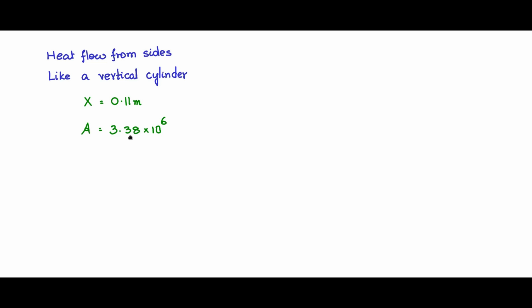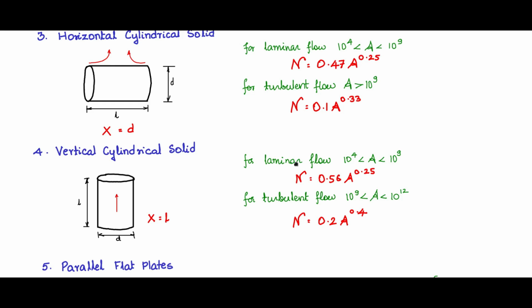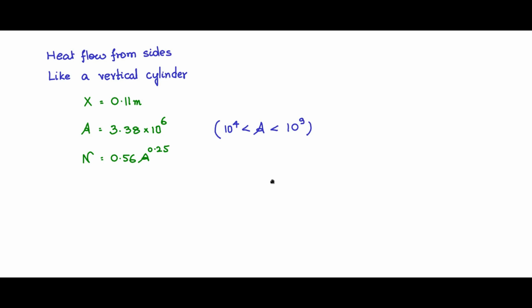Substituting, you have this value. So this value is between 10 to the power of 4 and 10 to the power of 9. So we will use the Nusselt number equation which is appropriate for laminar flow. Recall that for the vertical cylinder laminar flow, when the Rayleigh number is between 10 to the power of 4 and 10 to the power of 9, we use the Nusselt number relationship, which is given by 0.56 Rayleigh number to the power of 0.25. So that is what we will be using.